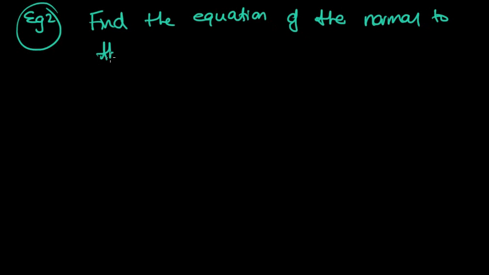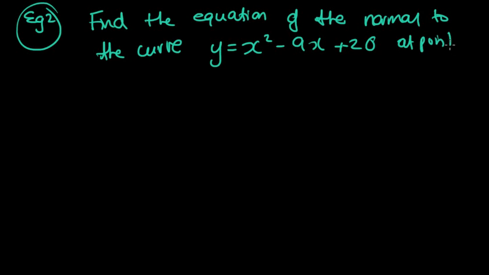So let's have a look at a significantly more challenging style of question. We're going to find the equation of the normal to the curve. Let's say y equals x squared minus 9x plus 20, and we want to give a point. Let's say at the point where the curve cuts the x-axis. That's even more challenging, hey?